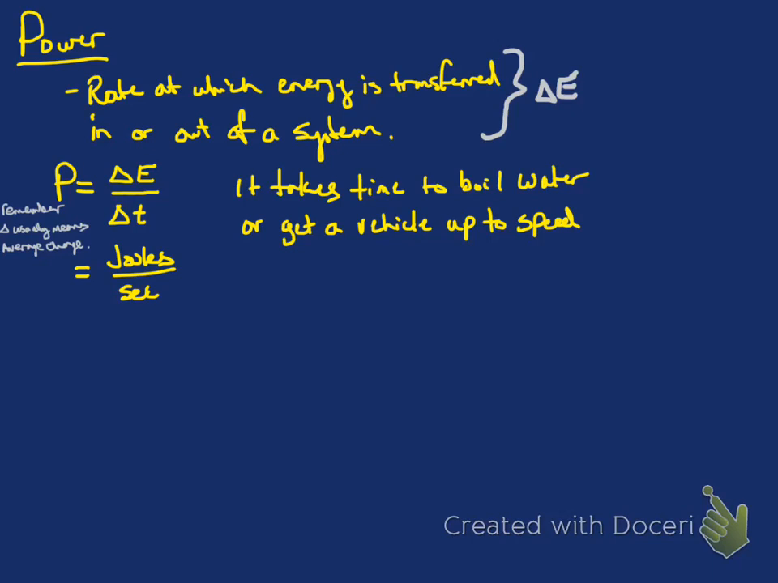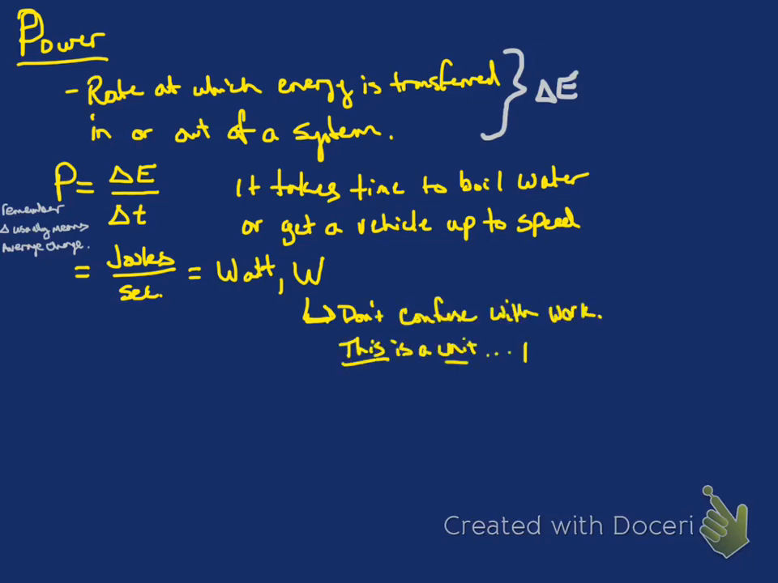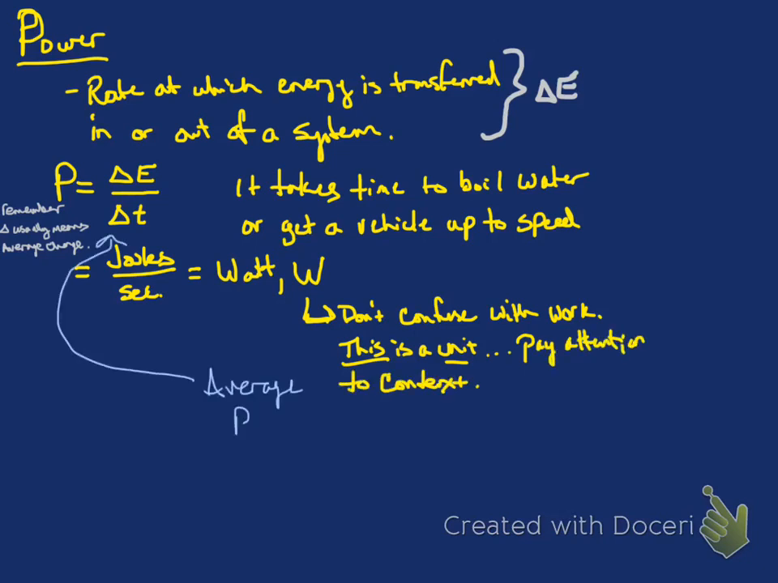Delta E is, well, if we take a look at the units of delta E over delta T, then we're going to get joules per second, and this joule per second is equal to a watt, and this is a unit that you've heard of before. Okay, now, it's given the symbol of W. But don't, however, confuse it with work. This is a unit. Make sure that you're paying attention to the context.